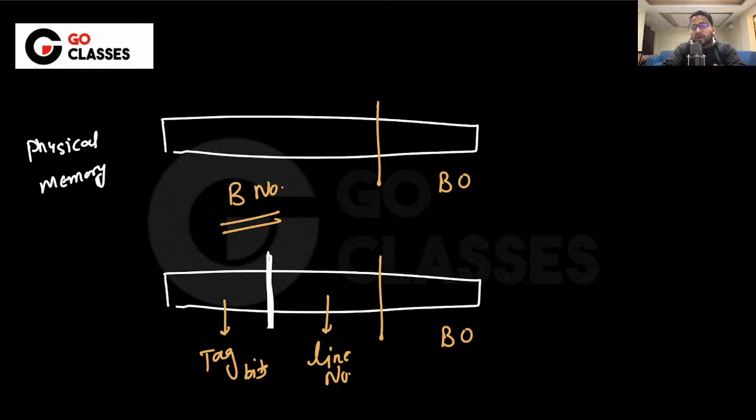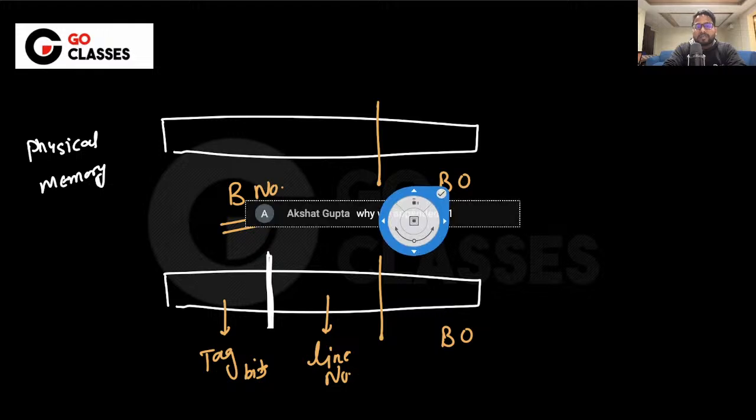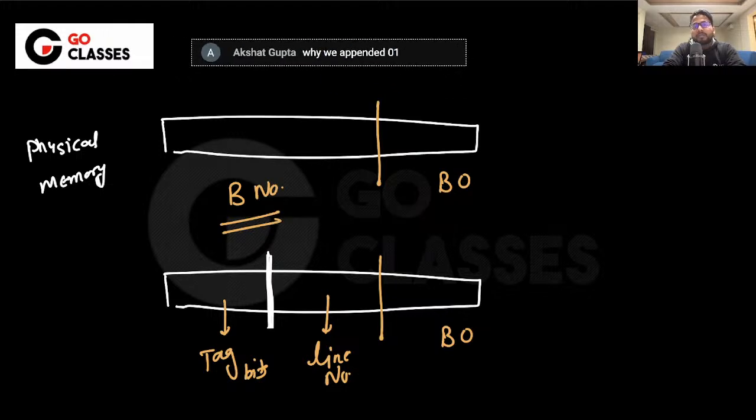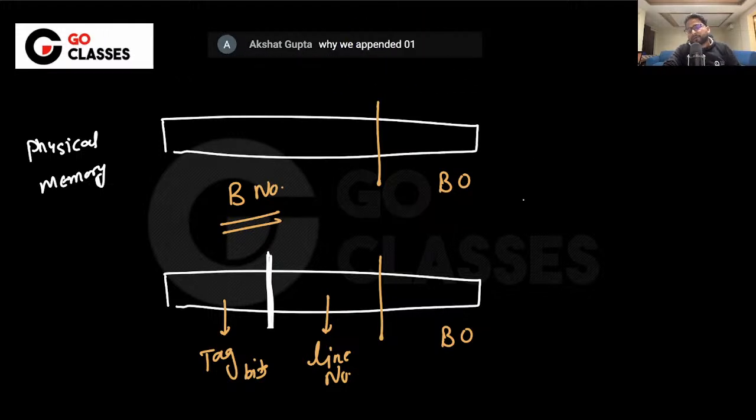Okay. So Akshat is asking why we are appending. My answer to this question is this. Just try to understand. You have the block number and block offset. But with respect to cache, whenever you're dealing with the cache, you are again dividing the block number into two parts, line number and the tag bits. If someone gives you this and asks you the whole block number, you will anyway append the line number. Right? Is this a little bit okay to every one of you or not?